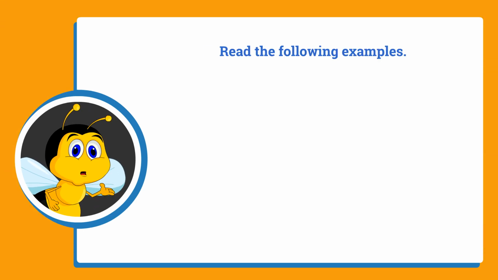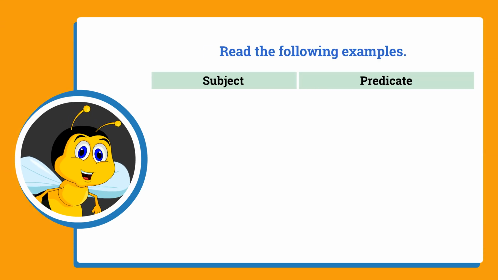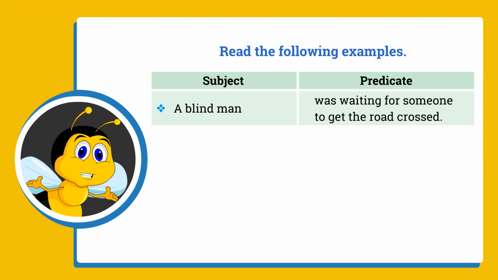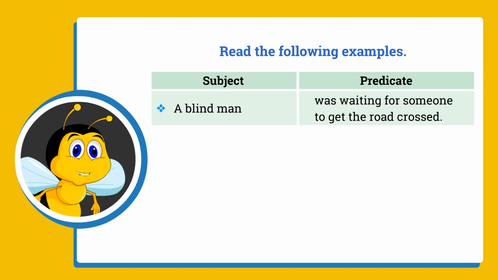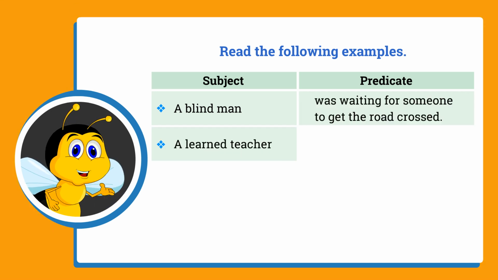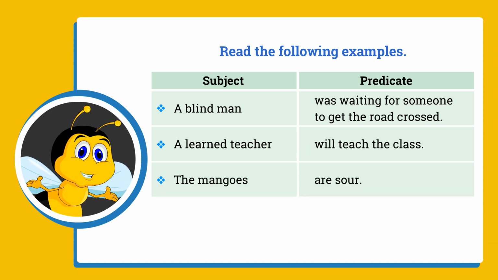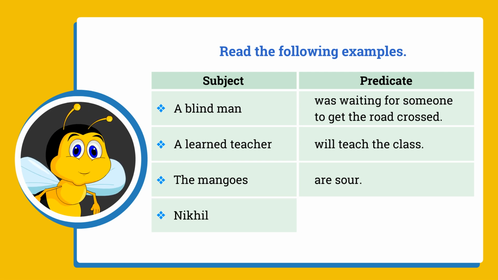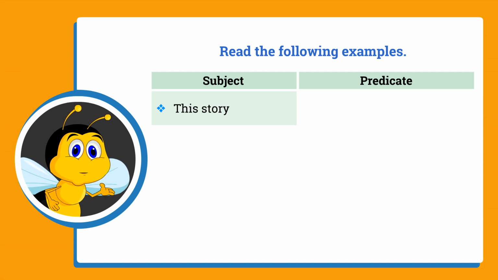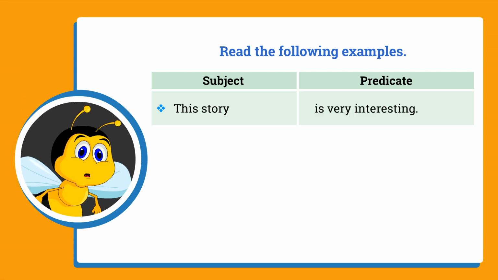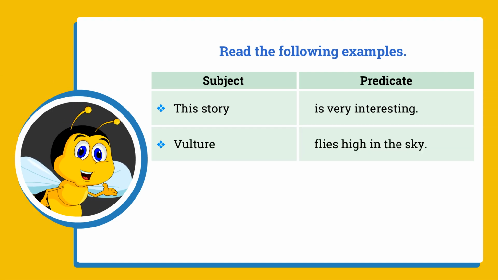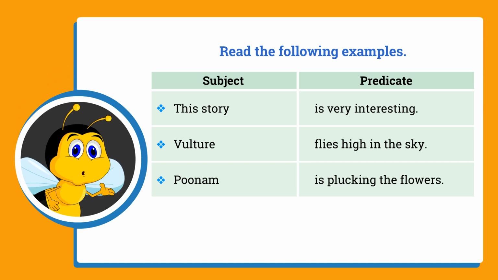Read the following examples. Subject, predicate. A blind man was waiting for someone to get the road crossed. A learned teacher will teach the class. The mangoes are sour. Nikhil writes an essay. This story is very interesting. Vulture flies high in the sky. Poonam is plucking the flowers.